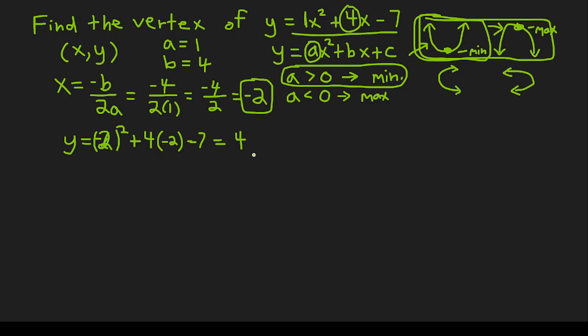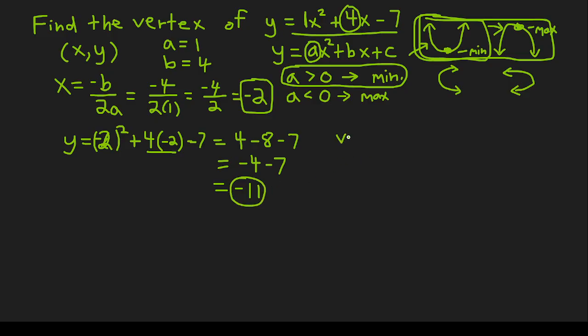And that's going to equal, well, negative 2 squared is negative 2 times negative 2, which is positive 4, because we know negative times a negative is positive. And then we have plus 4 times negative 2. That's going to give us negative 8. So 4 minus 8, and then we have minus 7. So 4 minus 8 is negative 4. And then if we subtract 7, negative 4 minus 7, it's like saying 4 plus 7 but with the negative. So that's going to give us negative 11. So there's our y coordinate.